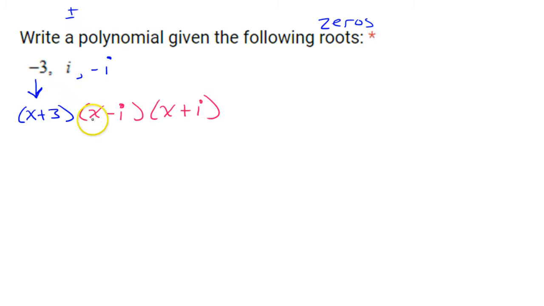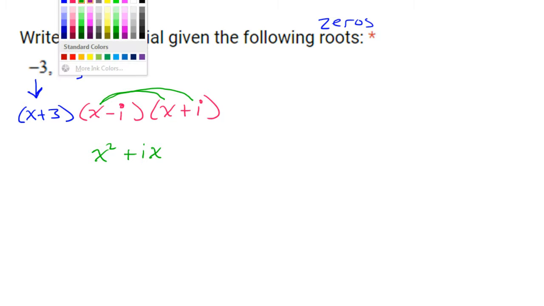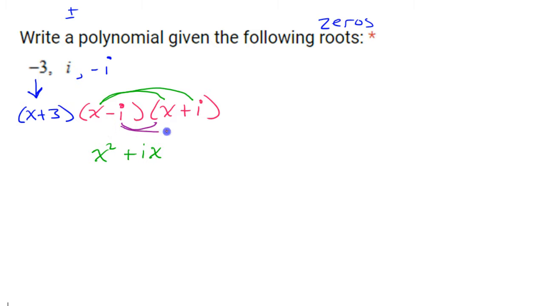So let's start by multiplying the two factors that have imaginary terms. So I'm going to distribute the x first. So x times x is x squared. x times i is ix. Now I will distribute the negative i. Negative i times x is negative ix. Negative i times positive i is negative i squared.